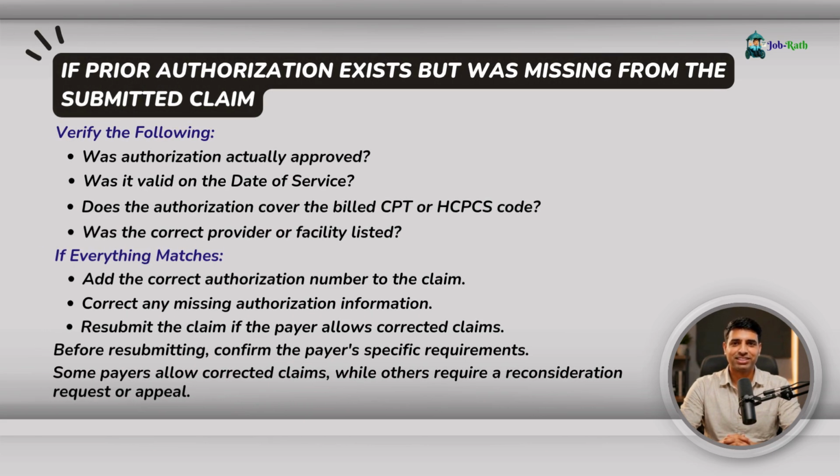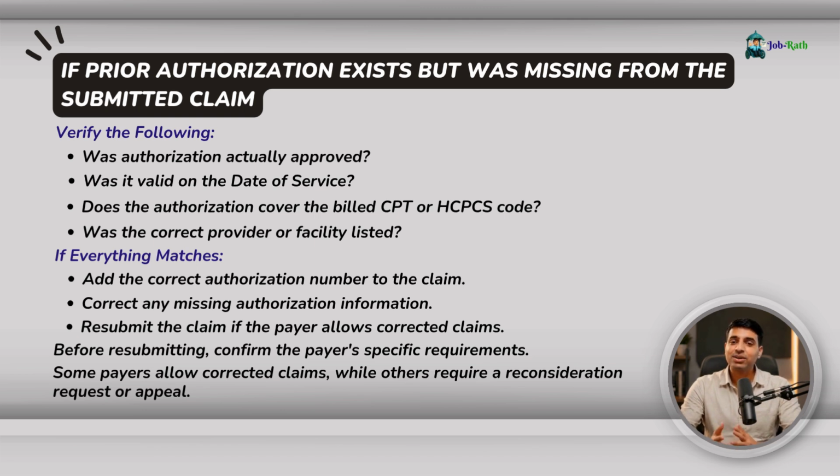If prior authorization exists but was missing from the claim, verify: Was authorization actually approved? Was it valid on the date of service? Does the authorization cover the billed CPT or HCPCS code? Was the correct provider or facility listed? If everything matches, add the correct authorization number to the claim.